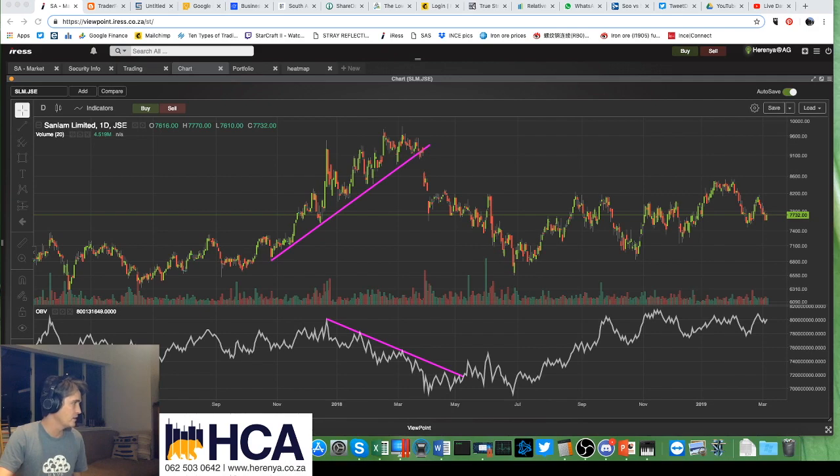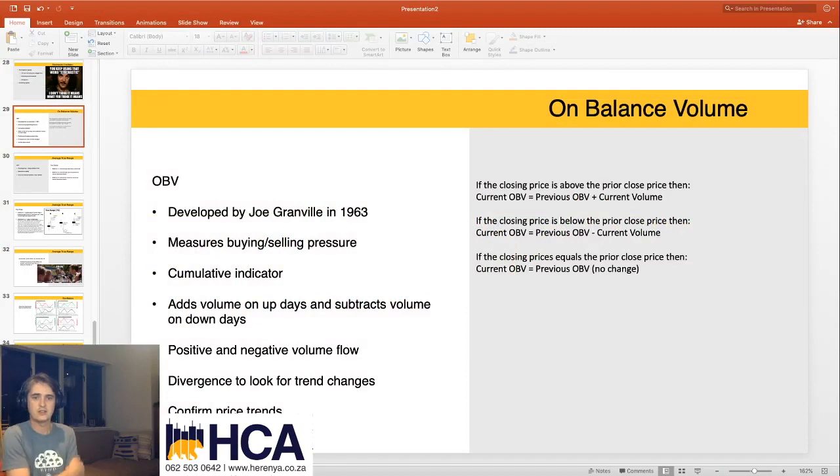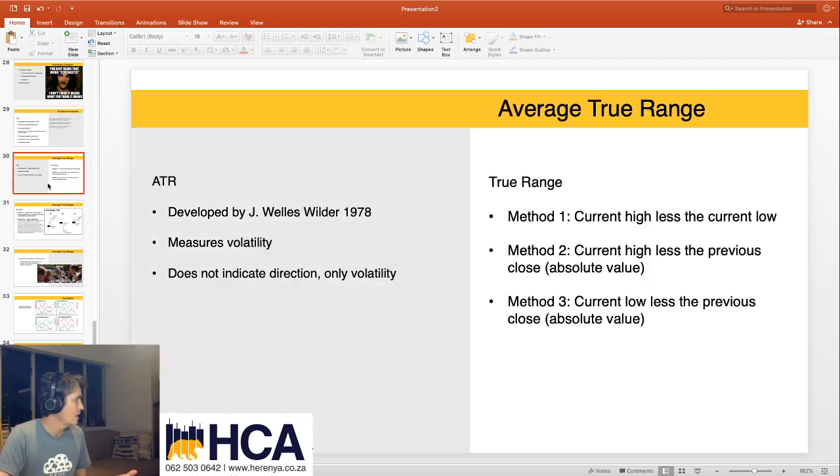Where are we? All right, so I'm going to go back to my notes here. So it's a cumulative indicator. It adds volume in the up days, subtracts in the down days. All the stuff I just said. I think it's a fairly simple indicator, to tell you the truth.